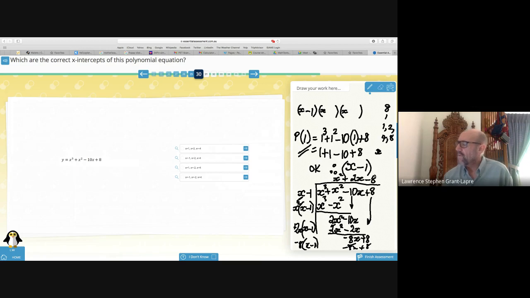Okay, good. All we have to do is factorize x squared plus 2x minus 8. So two numbers that multiply to give negative 8 and add to give 2 are positive 4 and negative 2. Positive 4 and negative 2 are the other two brackets. Therefore, we would get x equals 1, negative 4, and 2 is where it will cross the x-axis. That's the first option.